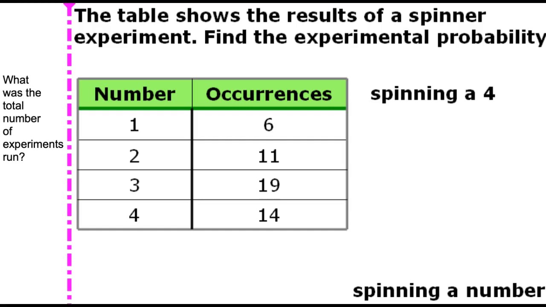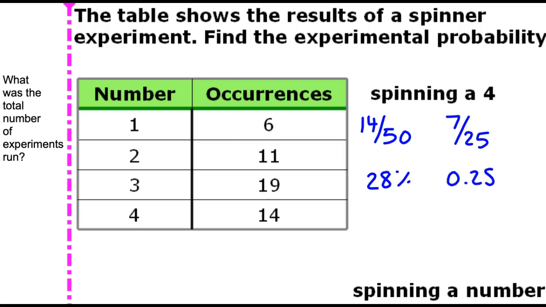So they did a little 50-trial experiment and found that spinning a 4 happened 14 out of 50 times. So 14 out of 50 times, that's about 1/4, isn't it? 1/4 of 50 is what, like 12.5? So I'd say it's pretty close to fair in that regard. Probably not so fair on the 1, but that can be represented as 7/25 as a lowest fraction, or 28% as a percentage, or 0.28 as a decimal, right?